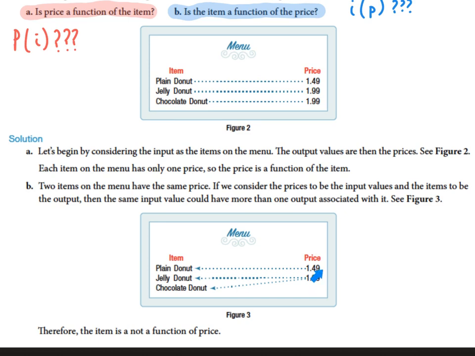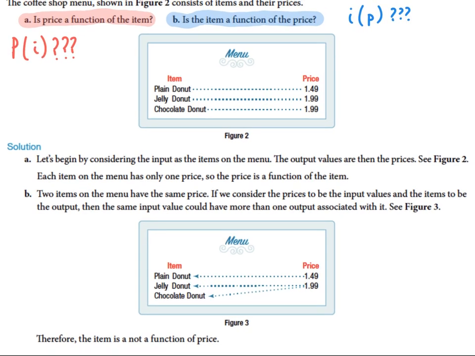And so if we say, hey, I want something that costs $1.49, they would just give us a plain donut. But if I said, hey, I want something that costs $1.99, well, one time they could give us a jelly donut, and the next time they could give us a chocolate donut. So this particular input has two outputs. And so what that means is that the item is not a function of the price, because one input could give us multiple outputs, and that's not okay.